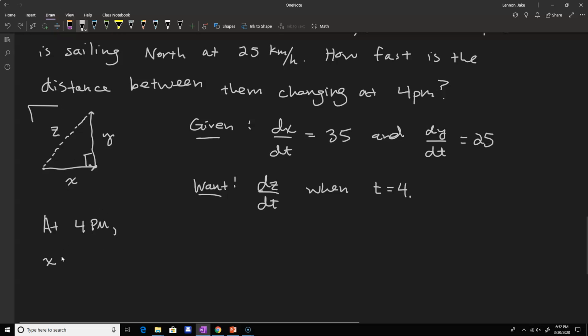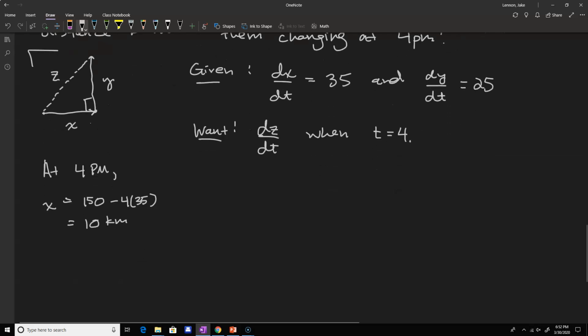So X, what is it? Well, initially I start off 150 kilometers west of ship B, but then I'm moving closer to that point. So X is actually going to be 150 minus 4 hours times the 35 kilometers per hour that I'm traveling at. So X turns out to only be 10 kilometers at that given point in time. Y starts from this point up here, and it's traveling north, so Y is just going to be 4 times its speed. So Y is 4 times 25, so Y is simply 100 kilometers.